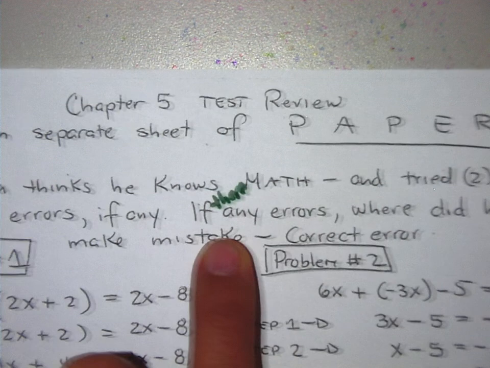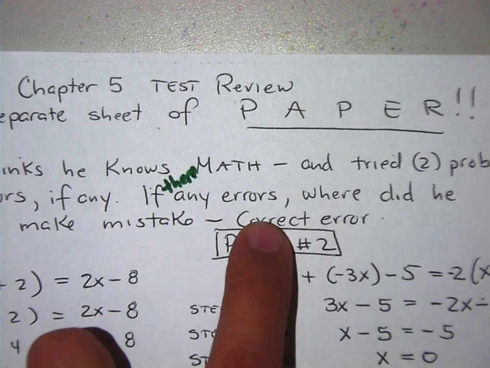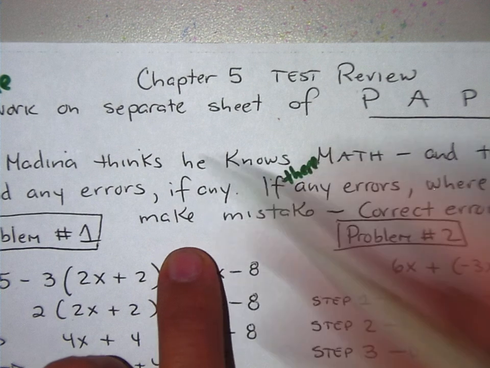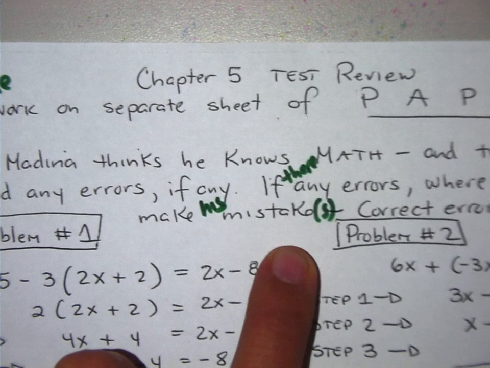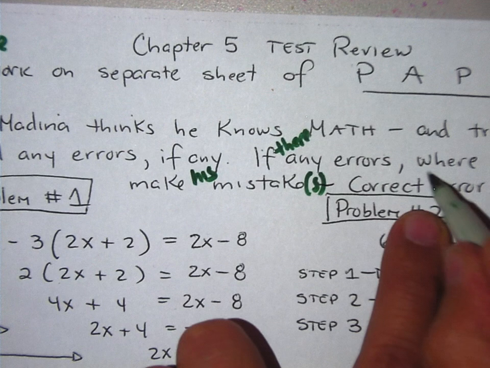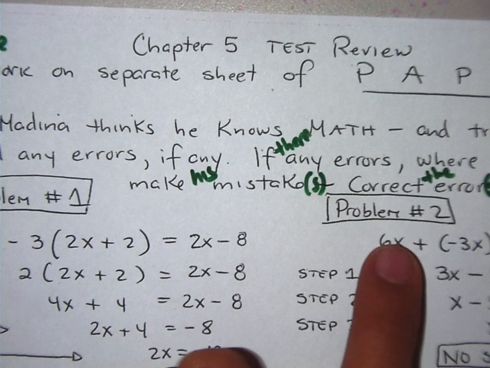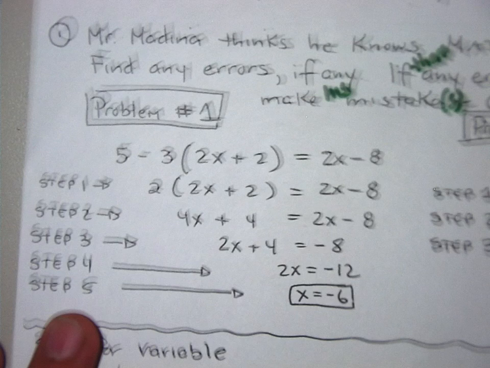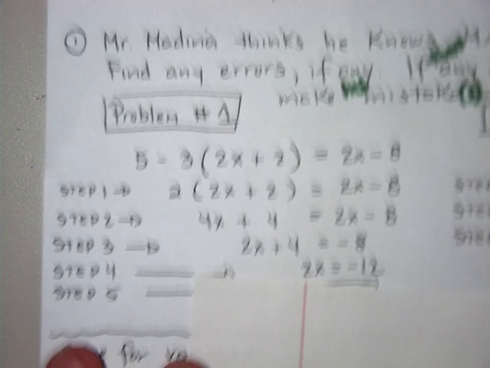See, I don't know grammar. He knows grammar, I don't. If there are any errors, where did he make his mistakes? Mistake or mistakes? All right, correct the errors, not correct errors. The error or errors. Got it? All right, here we go, Medina. Yeah, whatever. All right, here we go.